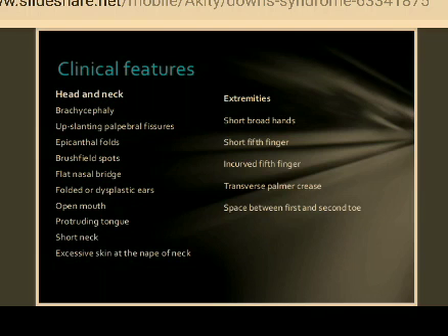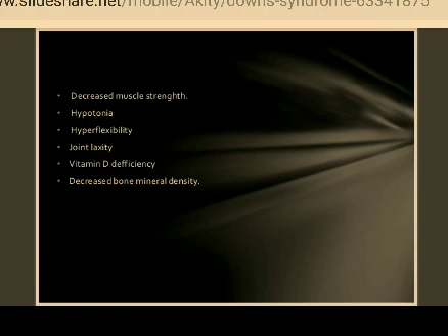So head and neck: brachycephaly, upslanting palpebral fissures, epicanthal folds, Brushfield spots, flat nasal bridge, folded or dysplastic ears, open mouth, protruding tongue, short neck, excessive skin at the nape of neck. Extremities: short broad hands, short fifth finger, incurved fifth finger, transverse palmar crease, space between first and second toe.